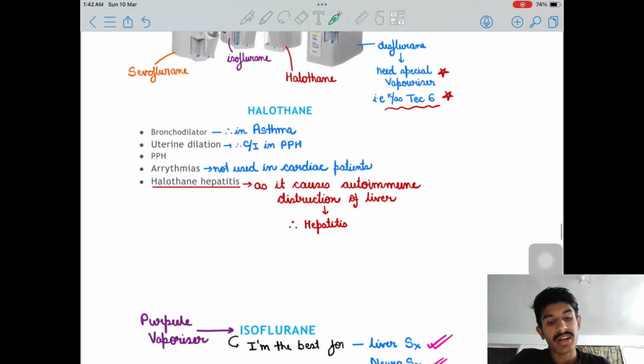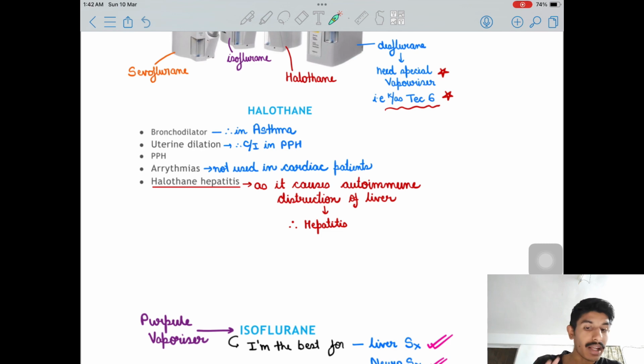So let's study one by one now. Halothane: bronchodilator in asthma, uterine relaxant in postpartum hemorrhage. Arrhythmia: do not use in cardiac patients, as it can cause arrhythmia or heart attack. So avoid using halothane in cardiac patients. Halothane hepatitis: as it causes autoimmune destruction of the liver, it can cause hepatitis.